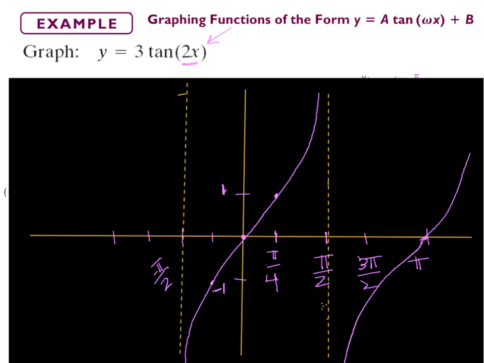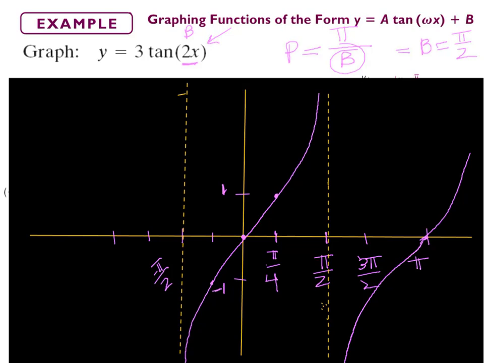Yes, because remember my period is equal to my original period divided by b, and for tangent it's pi over b. So this means b is equal to 2, and the period is pi over 2. Notice what's happening is I'm cutting everything by 2, dividing by b. So if I change my period, and my period's cut in half, that means every point along the way is also cut in half.